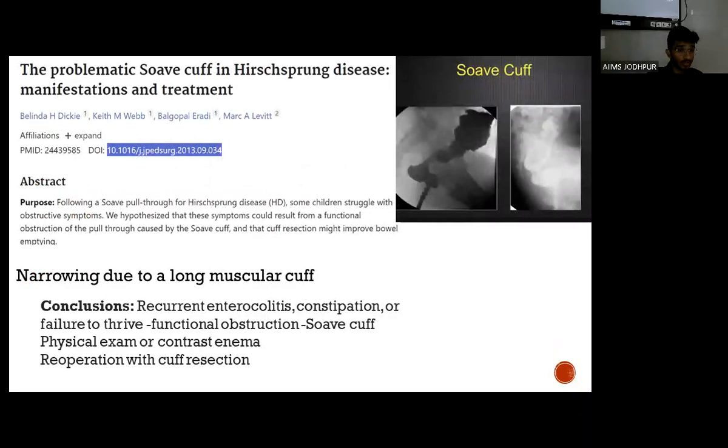And the Sauvé cuff. When the Sauvé cuff is left long, the length of the Sauvé cuff is much longer, it leads to narrowing, which leads to further recurrent enterocolitis, constipation, or failure to thrive and functional obstruction. For this mostly it requires physical examination, and it can be visualized in a contrast enema, and reoperation with cuff resection may be required.